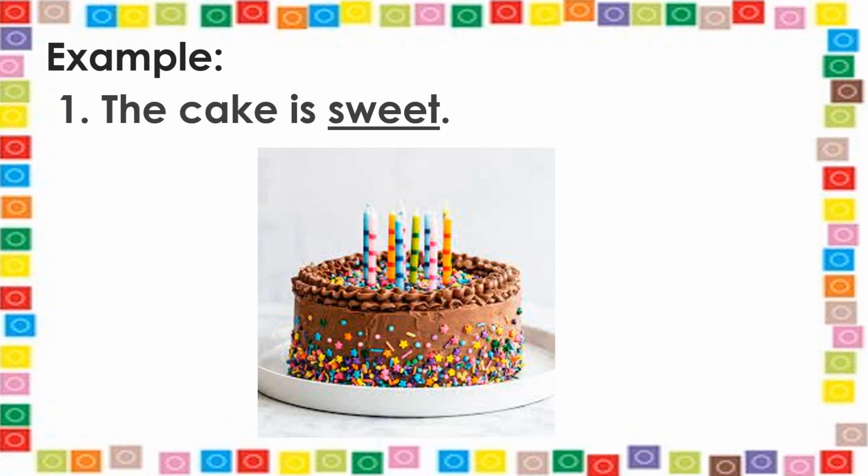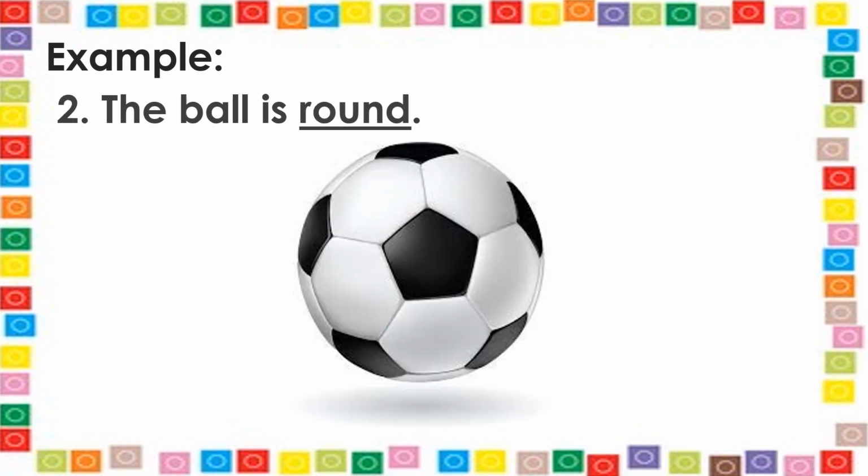Let's look at the first example. Let's read the sentence together, okay? The cake is sweet. The underlined word sweet is an adjective. It describes the noun cake. Here is another example. Can you read it with me? That's great. The ball is round. The underlined word round describes the ball, which is a noun.